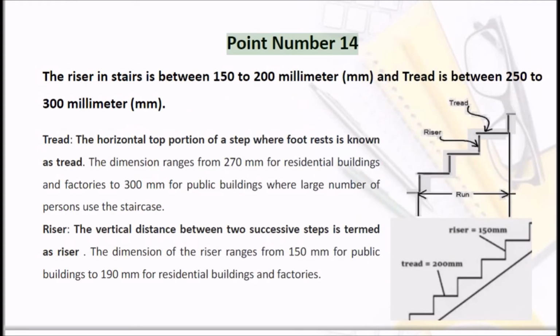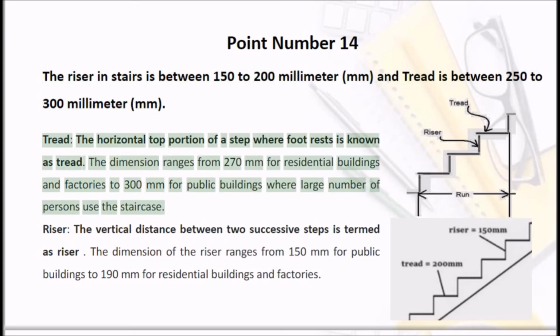Point number 14. The riser in stairs is between 150 to 200 mm, and tread is between 250 to 300 mm. Tread, the horizontal top portion of a step where the foot rests, is known as tread. The dimension ranges from 270 mm for residential buildings and factories to 300 mm for public buildings where a large number of persons use the staircase.